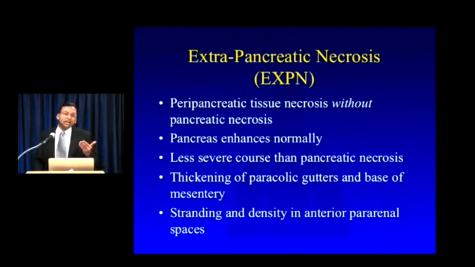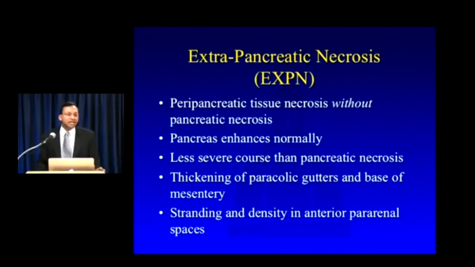Now, this does carry a slightly worse prognosis, but really doesn't have a major impact in terms of patient morbidity and mortality. So why do you worry about it? Well, the main reason is that extrapancreatic necrosis, like other forms of fat necrosis, can look very nodular, can look mass-like, and can be very confusing on a CT scan.